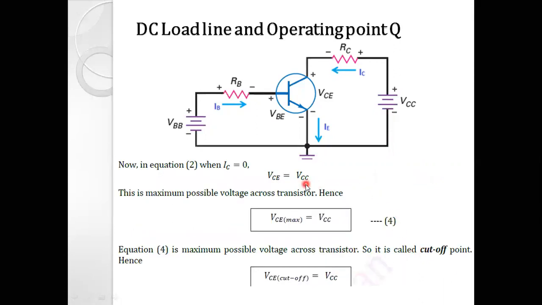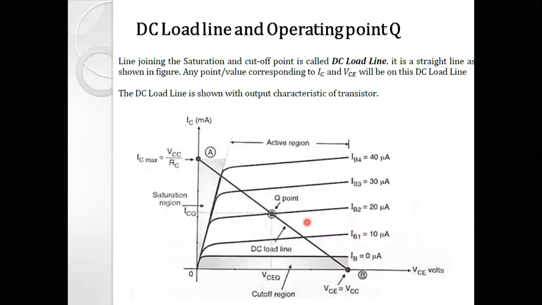Okay, the second condition: if we make collector current is equal to 0 in equation number 2, then the equation results into VCE is equal to VCC, right? That means when there is no flow of current in the collector terminal, the voltage drop across the collector emitter junction is equal to the supply voltage VCC. So that is the maximum voltage that appears across the collector emitter junction. And when the collector current is 0, whatever voltage we get across the collector emitter junction represents the cutoff region on the output characteristics. So that voltage is the cutoff voltage. So VCE cutoff is equal to VCC, right?